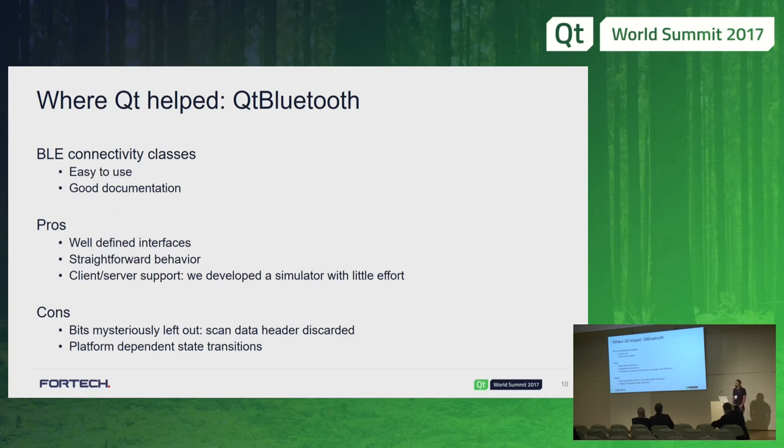Also, there were some parts, not that big, which we consider could be better. Some parts were left out. One thing that was really important for us was the scan data header, which we didn't get that information from. It would have helped us, but we could work around it by getting the data after we connect. And then we have different state transitions on Android and iOS. I think this is mostly related to the platform, not really to Qt, but who knows? Maybe someone knows.